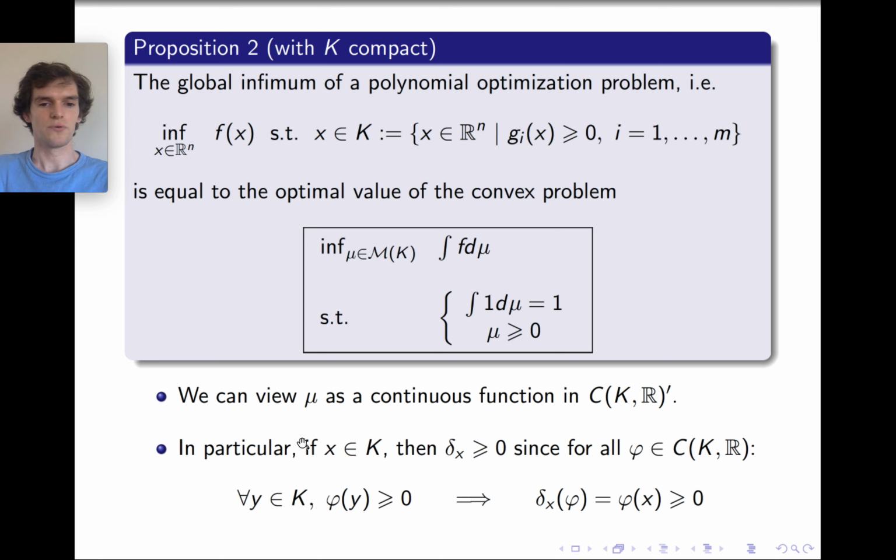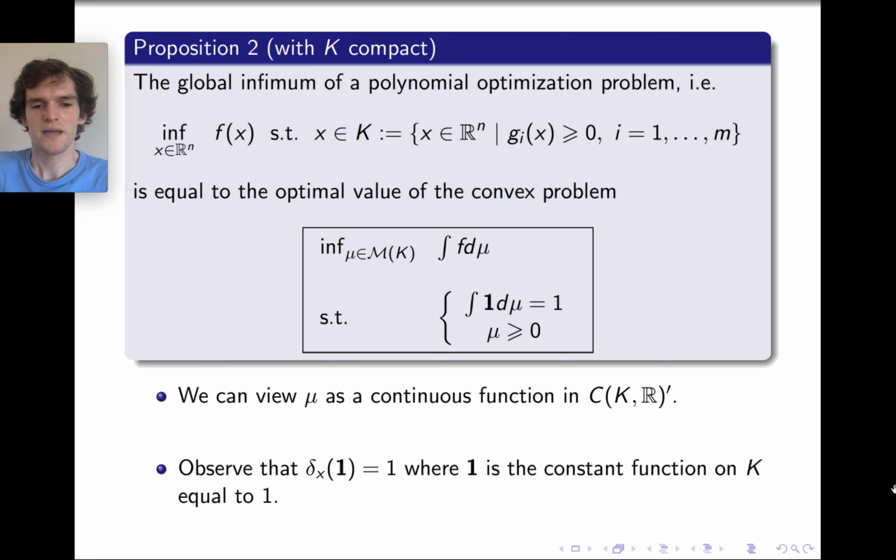And one example of a non-negative measure is given by the Dirac measure. If you have x belonging to the feasible region K, then the Dirac measure at x is non-negative, since for all phi, if this is true for all y, then in particular for the x that is fixed, it is going to be non-negative.